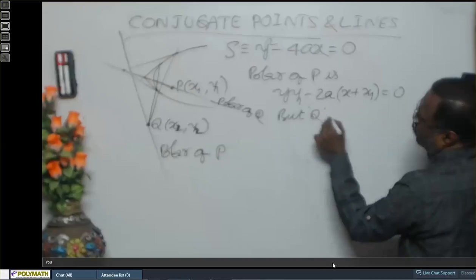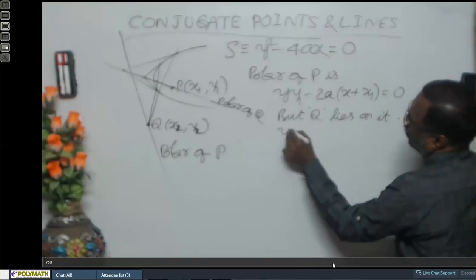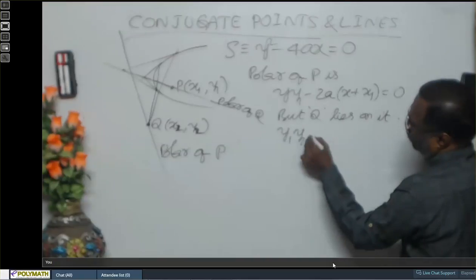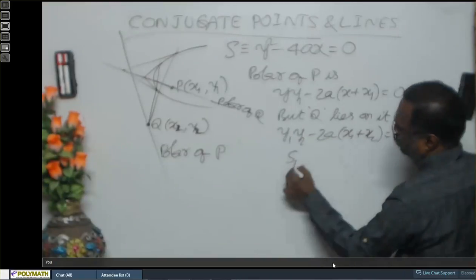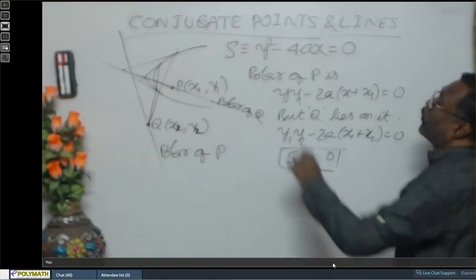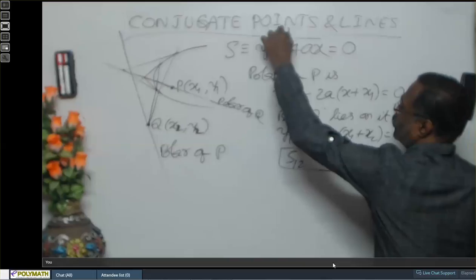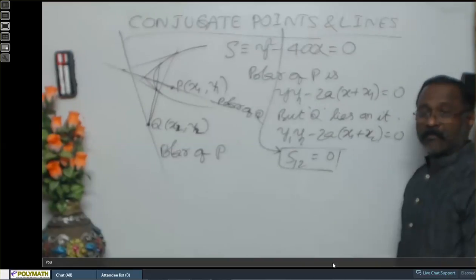Q lies on it. Therefore, y1, y2 minus 2a into x1 plus x2 equal to 0. So the condition for conjugate points is S12 equal to 0. Remember that. Condition for conjugate points is S12 equal to 0.